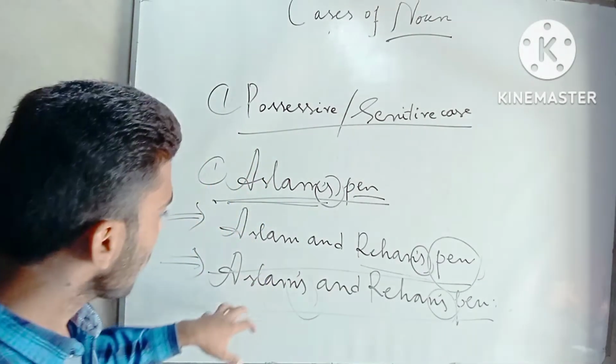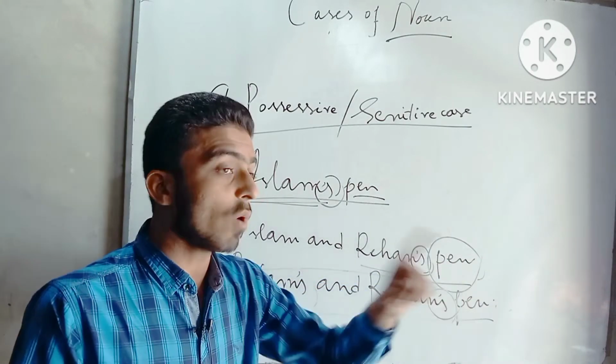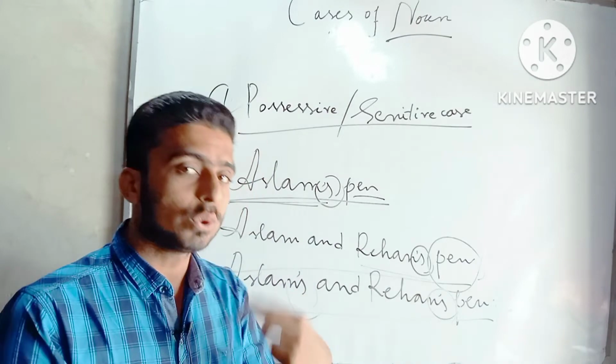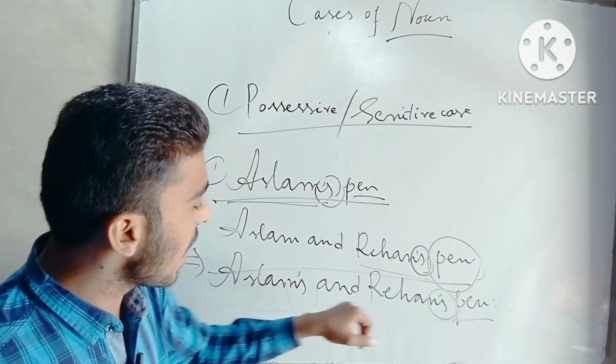Suppose I can tell you, here I mentioned Aslam and Rihan's pen. Here it means that there is only one single pen which has two owners. It means the two persons own it together. And after that, Aslam's and Rihan's pen.